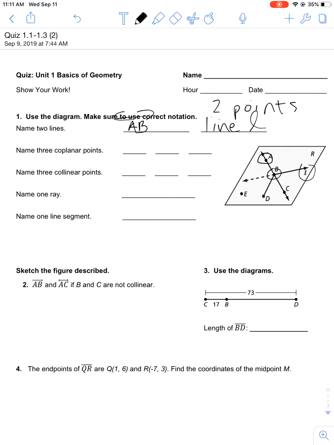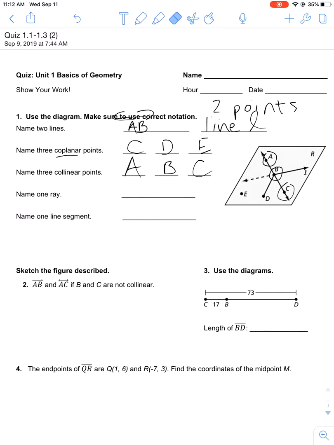Coplanar. Same plane. So I need 3 points that are on the same plane. Well, how about C, D, and E? Collinear. So they need to be on the same line. Well, A, B, and C.